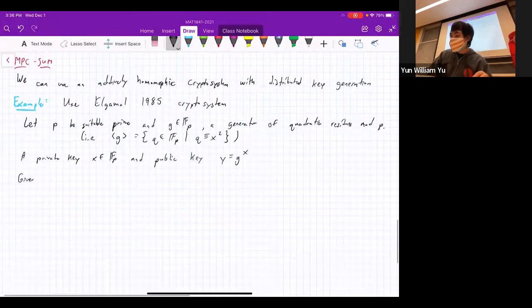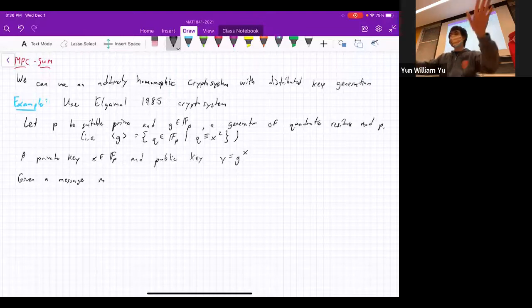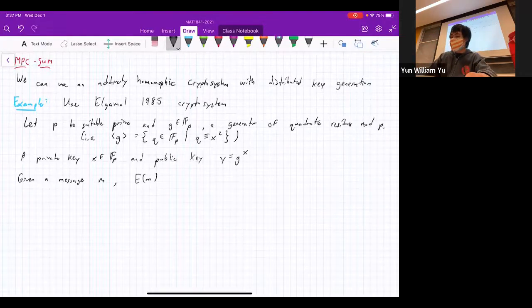And so now given a message M, M has to be a quadratic residue, but we're going to sweep that under the rug for now. So given some message M, we're going to say that the encryption of M is going to be equal to (G to the Z, M Y to the Z). Okay, so it's going to be a tuple, where Z is a random number.